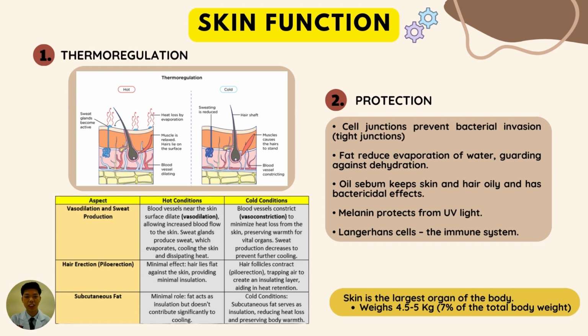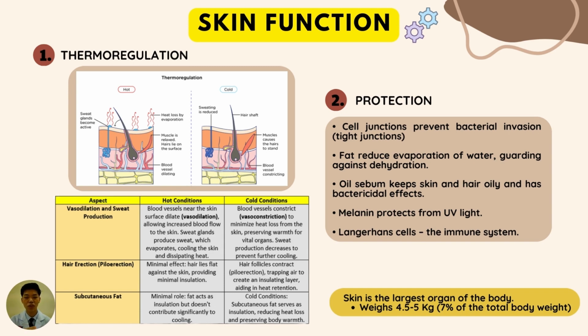As you can see the picture and the table, in the hot condition, blood vessels near the skin surface dilate, or vasodilation, allowing increased blood flow to the skin. Sweat gland will produce sweat, which will evaporate and give the cooling effect to the skin. And then hair erection or piloerection gives minimal effect as hair lies flat against the skin, providing minimal insulation. For subcutaneous fat, it also has a minimal role. Fat acts as insulation but does not contribute significantly to cooling.